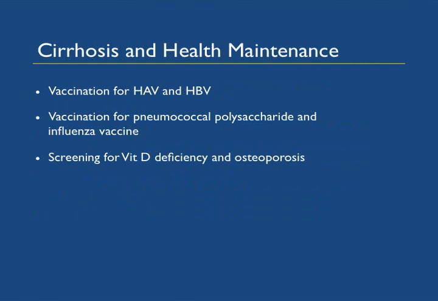General maintenance care in cirrhosis includes vaccination for hepatitis A and B, which is recommended in patients with chronic liver disease. The vaccination for pneumococcus and influenza is also recommended, since viral infection in this population is associated with worse prognosis. Although there is no definitive data to support vitamin D supplementation and osteoporosis screening in cirrhotics, it should be noted that these are very prevalent in this population. Male cirrhotics have a similar risk for osteoporosis as postmenopausal women.